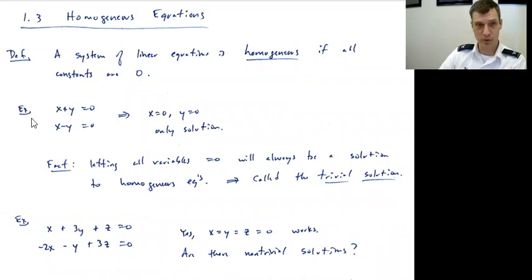So here's a real trivial example. x plus y equals 0, x minus y equals 0. The solution's right there, but think about it for a second. Two numbers that add up to 0 and they're the same number. They have to be 0. That's the only solution there is.